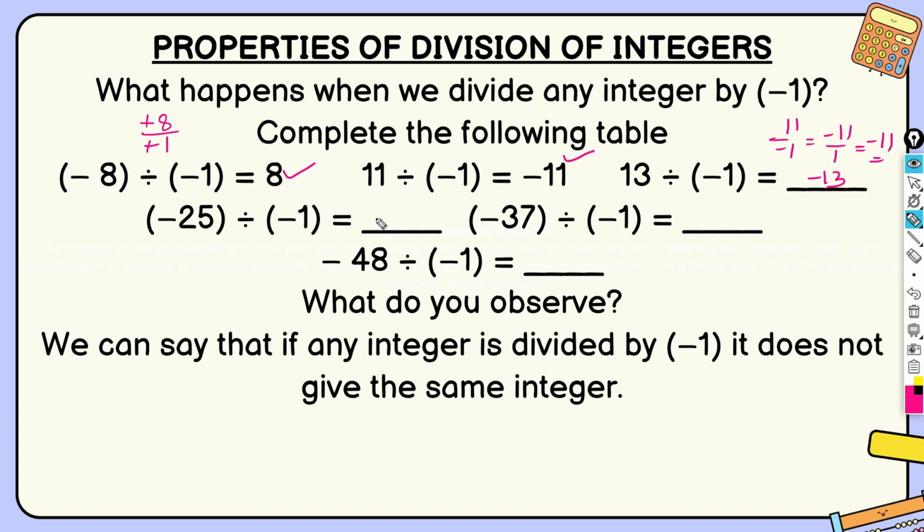Minus 25 divided by minus 1 is plus 25. Minus 37 divided by minus 1 is plus 37. Minus 48 divided by minus 1 is 48. So what do you observe?